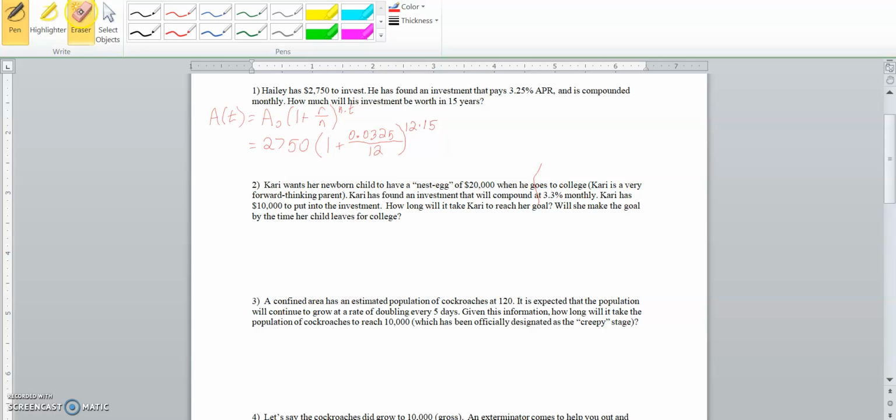At this point, we just get to plug and chug. We find that A of 15 years of just sitting in the bank, they have 4,474.71.